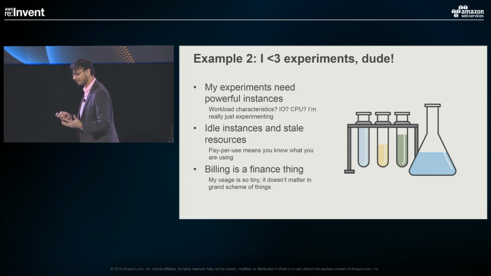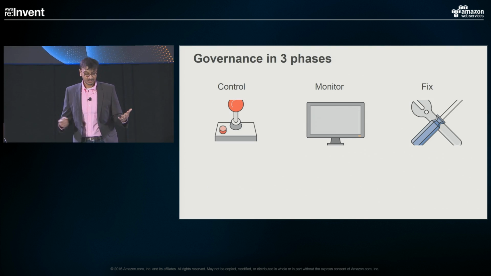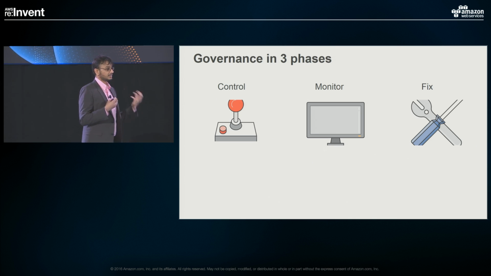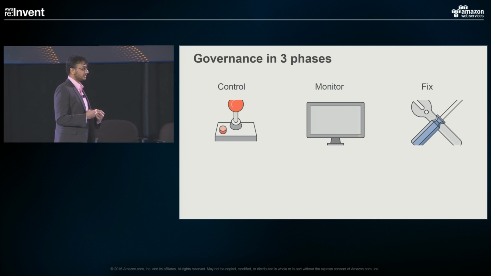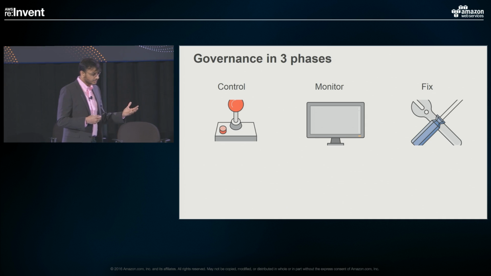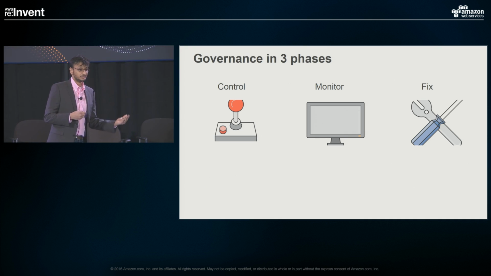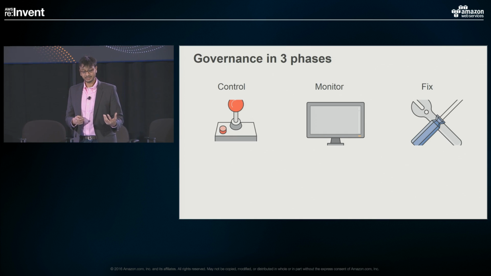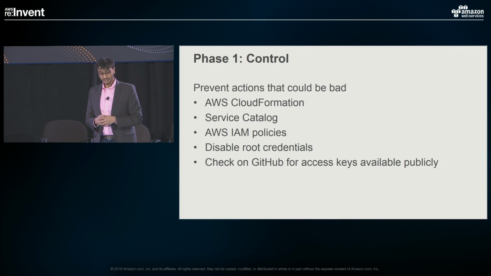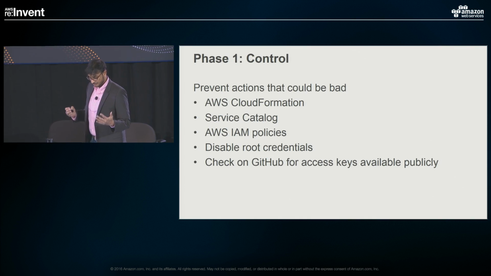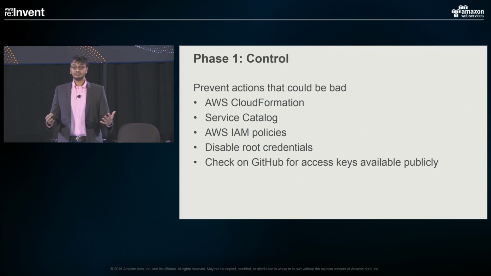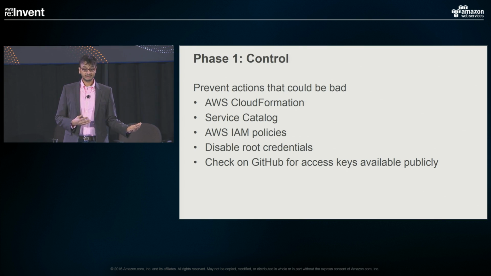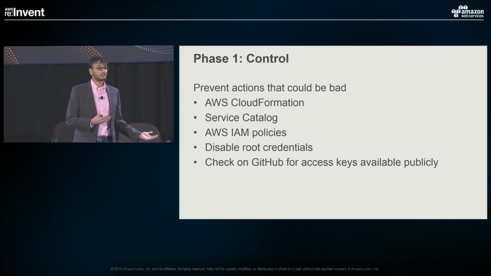So these are some common problems I've seen, and I thought I'd use them as examples of why this automated governance system is important. And I mentioned 3 phases: control, monitor, and fix. And we look at what each of these means. Control is basically preventing bad actions from taking place. You have various sets of services that map to these actions.